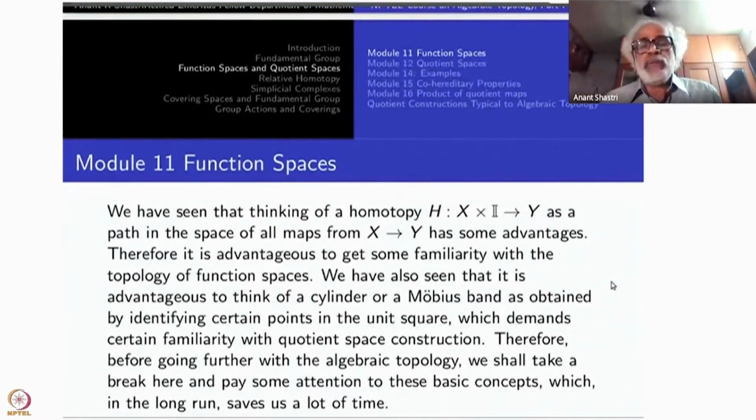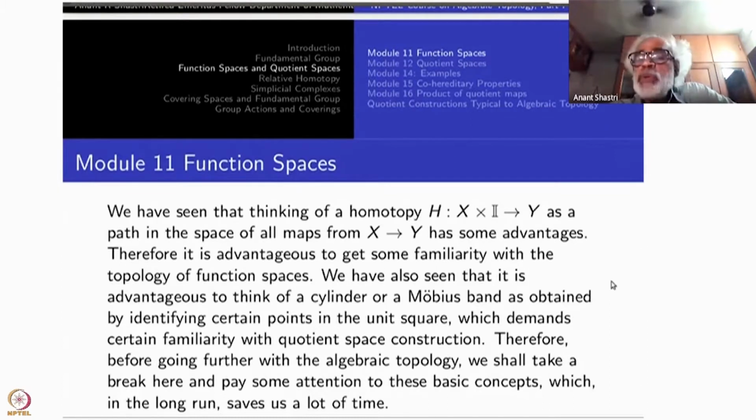Recall that when you have a homotopy from X cross I to Y, then you can think of this as a family of functions from X to Y indexed by the interval I. Each function is definitely continuous. Therefore, it belongs to the set of continuous functions from X to Y. That can be thought of as a subspace of the product of Y taken X times. And then you have the product topology.